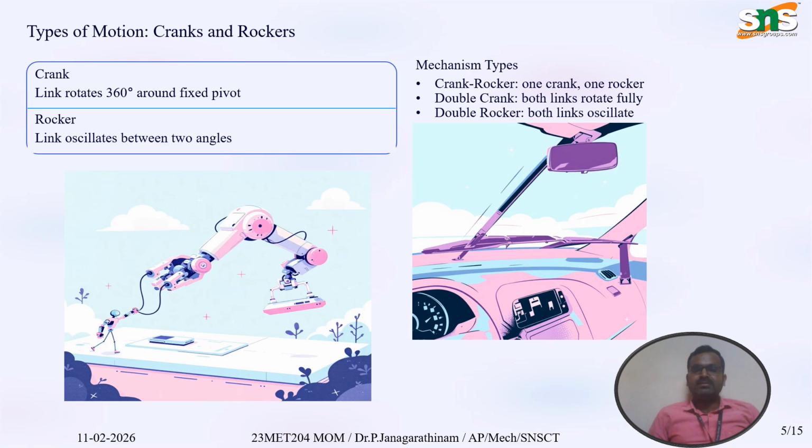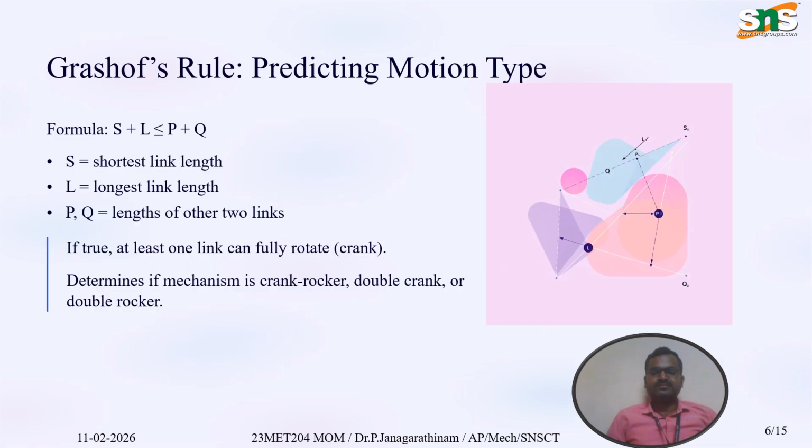In this simple motion, the crank rotates from 0 to 360 degrees, and the rocker link oscillates between two angles. The mechanism types are crank-rocker, double crank, and double rocker mechanisms. These are some of the applications used in different industries, such as aerospace.